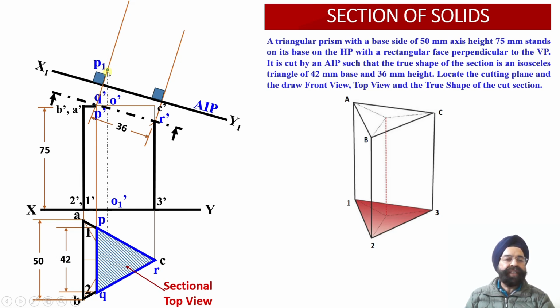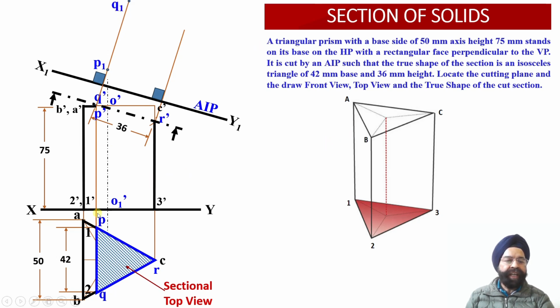So this is the projector line drawn through the point P dash. Onto this projector line ahead of the plane, the same distance of the point P from the XY reference line will be plotted as the distance between X1, Y1 AIP and the point P1 over here. So the first point of the auxiliary plan projection view has been obtained.